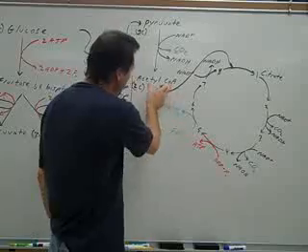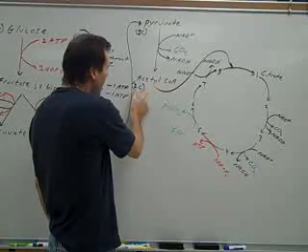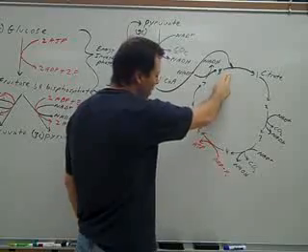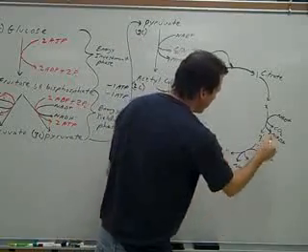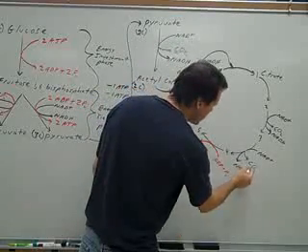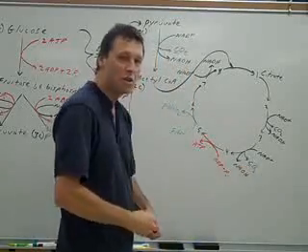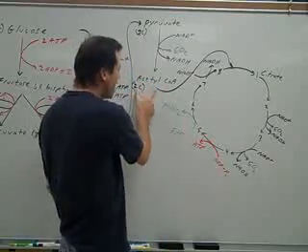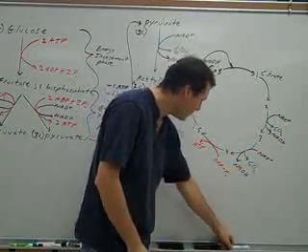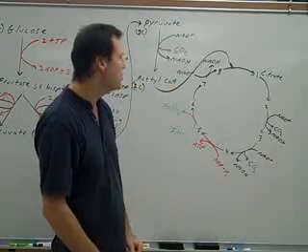Now think about this. We have 2 carbons in the form of acetyl-CoA coming into our Krebs cycle. And you can see here we lose a carbon dioxide, so we lost 1 carbon there. Here we lose another carbon dioxide, so we've lost another carbon there. So 2 carbons in, 2 carbons out. We also produce quite a bit of energy here.